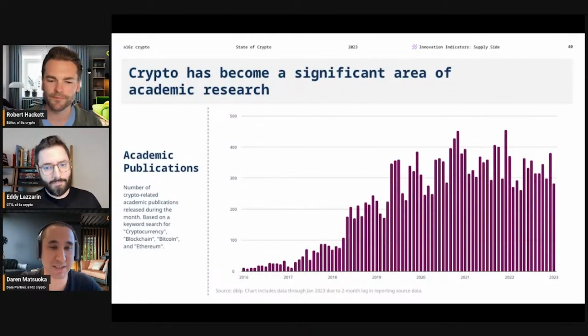Academic publications is also an interesting one. We've built a data pipeline internally to fetch data from DBLP and tag metadata based on keywords. And it's very clear that crypto now has become a significant area of academic research. We have a research team internally that is helping contribute on that front, but cool to see in the data and track going forward.